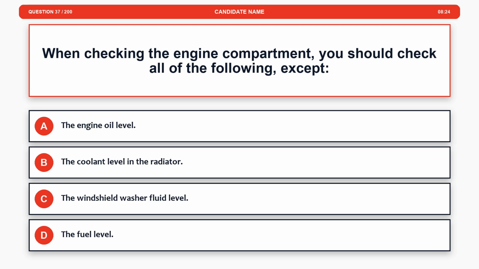Question 37. When checking the engine compartment, you should check all of the following except: Option A, the engine oil level. Option B, the coolant level in the radiator. Option C, the windshield washer fluid level. Option D, the fuel level.